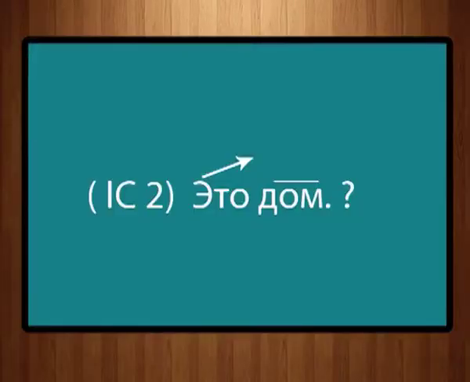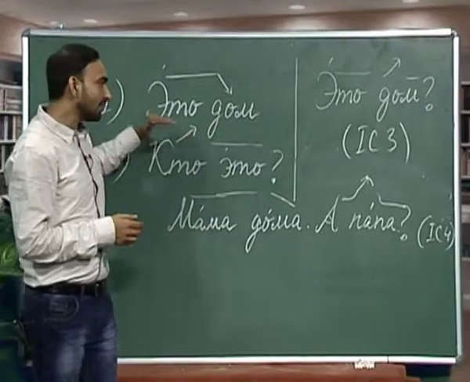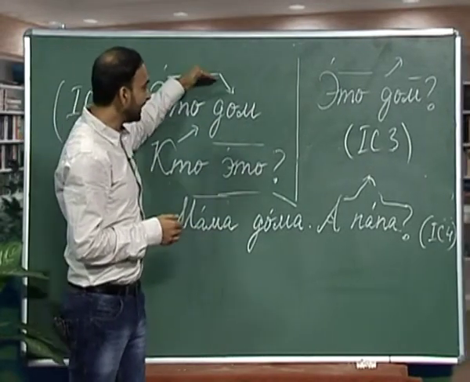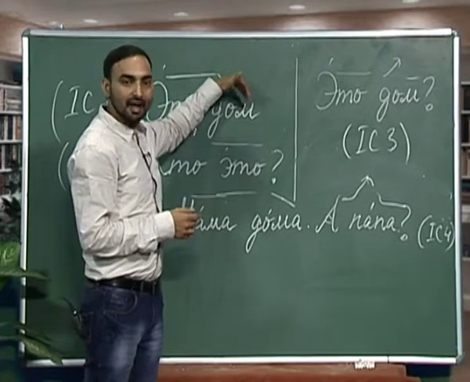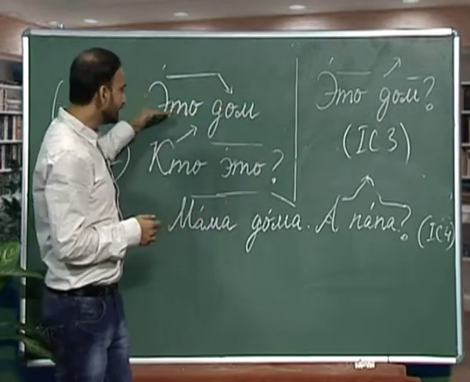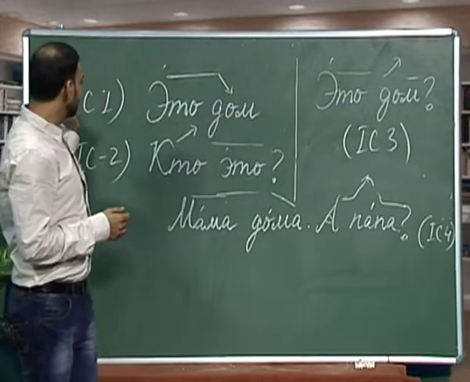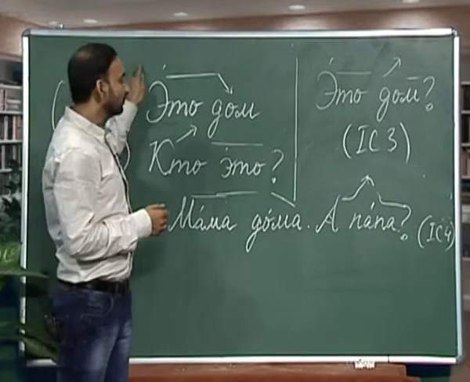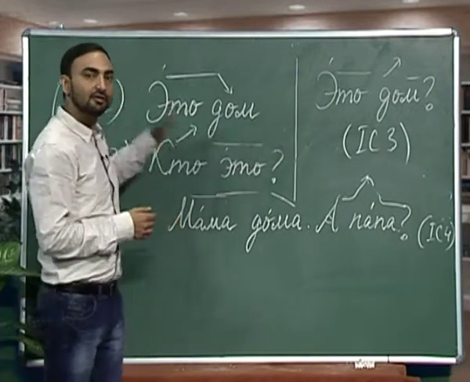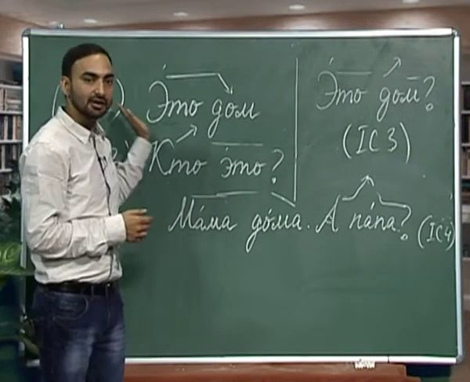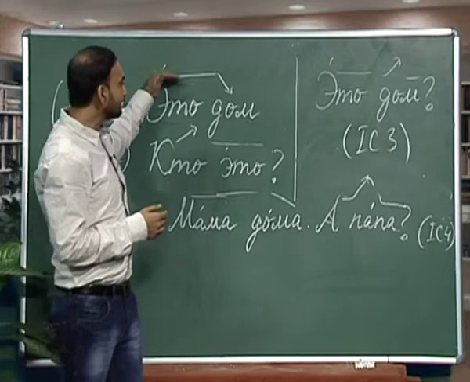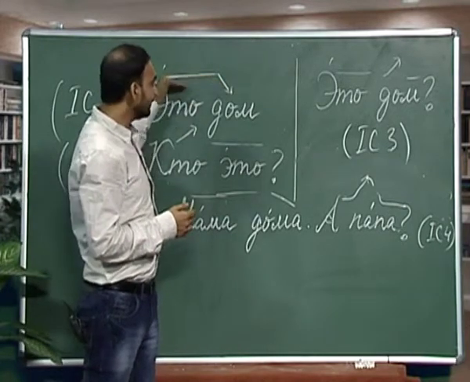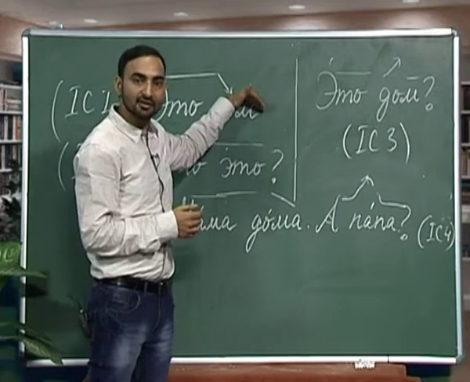So, the first sentence is "Это дом". What happens is the pitch normally falls towards the last stressed syllable, "Это дом", and this is called intonation construction 1. Normally in narrative sentences we follow this type of intonation construction, in which it starts with the middle tone and falls towards the last stressed syllable.